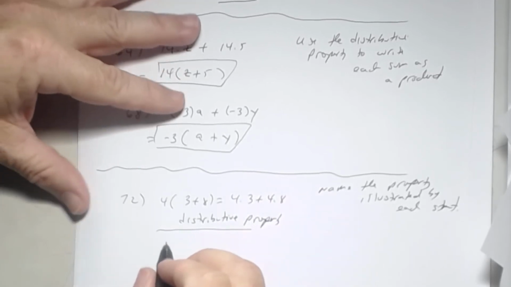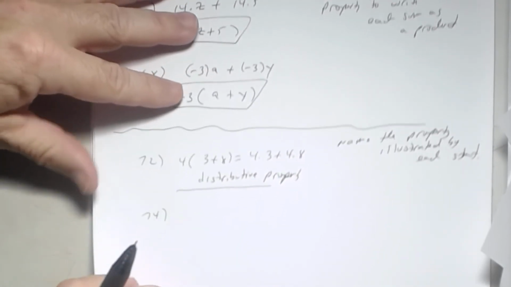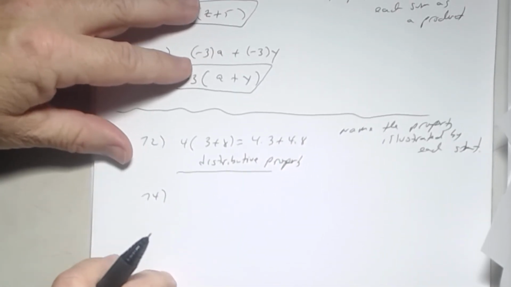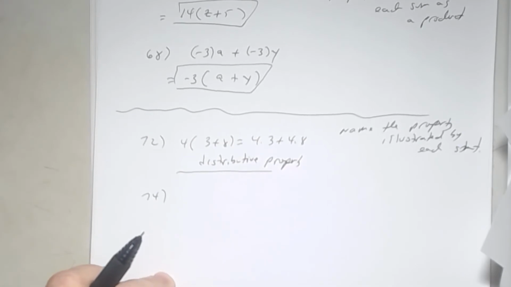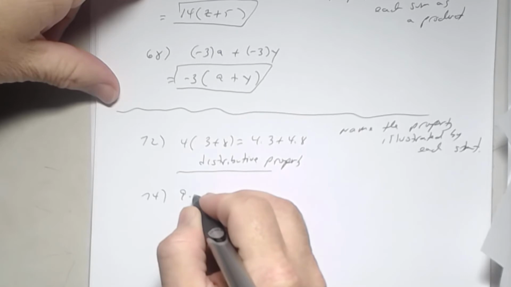Okay, 74. What's this one? Now make sure with commutative and associative, just don't say commutative. Say commutative property of addition, commutative property of multiplication, associative property of addition, or associative property of multiplication. All right, so use the whole phrase. So what property am I illustrating here? Looks like this.